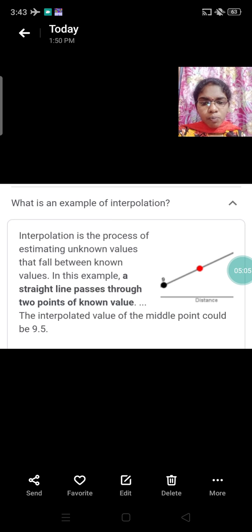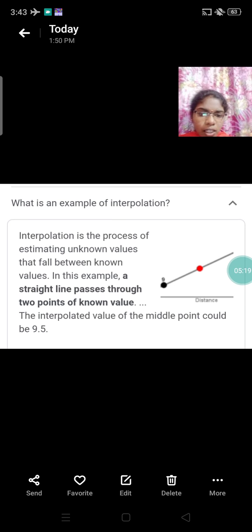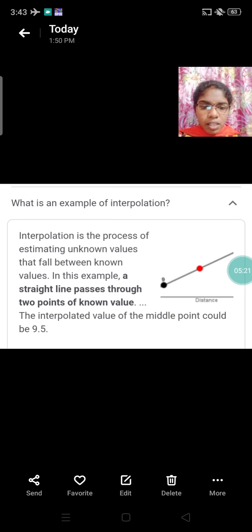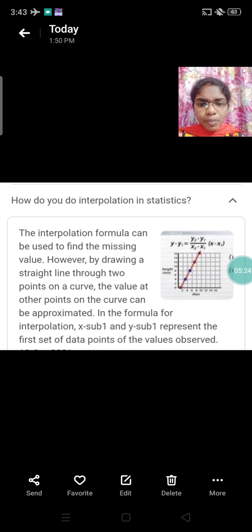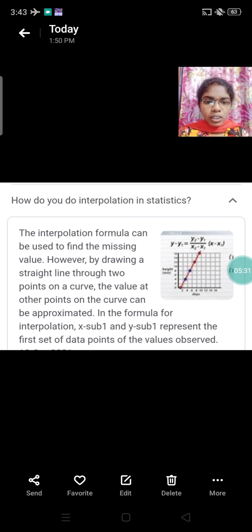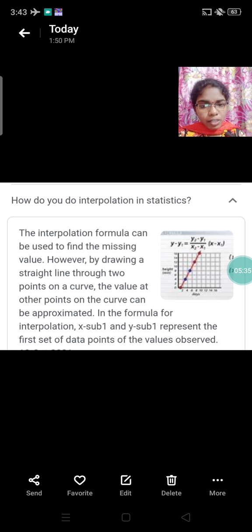In this example, a straight line passes through 2 points of known values. So the interpolated value of the middle point could be 9.5. So the diagram is an example of interpolation. Why use interpolation in statistics? How do we use interpolation? The interpolation formula can be used to find the missing values.